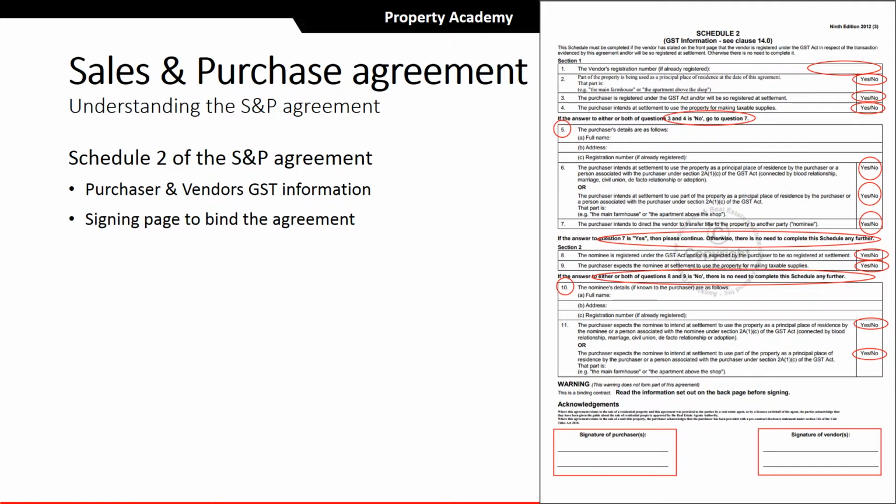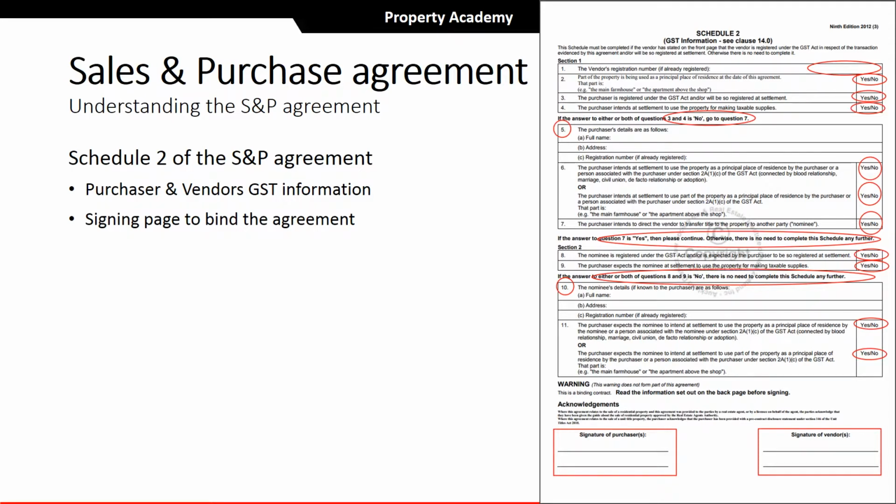Number 6, basically, what does it say? It says the purchaser intends at settlement to use the property as a principal place of residence by the purchaser or a person associated with the purchaser, etc. So this one here is something I circle no for, because it's something I'm going to be selling. It's not going to be a primary place of residence for tenants or myself or anyone that I know. And the next section is asking the purchaser intends at settlement to use part of the property as a principal place of residence by the purchaser or person associated with the purchaser under the GST Act. So same as the above question, it's really no difference. Again, you circle no for this.